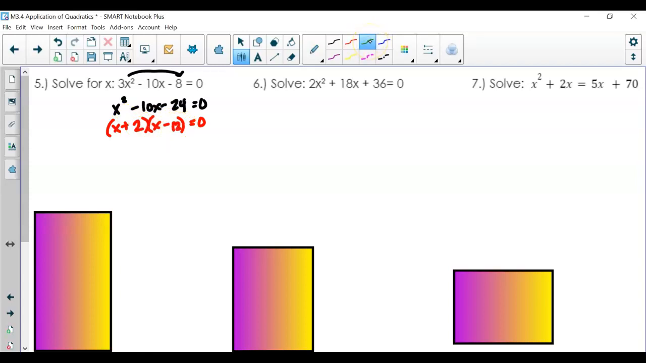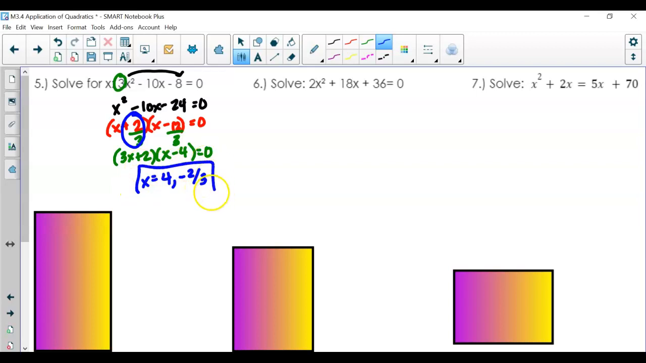But then remember, right, we're not done. The answer is not positive 12, negative 2. We now need to divide by 3. And so here we've got 3x plus 2 and x minus 4 is equal to 0. So then our solutions are x is equal to positive 4, and then use that fraction, so negative 2/3. Now, this is the solution that we would get from solving.